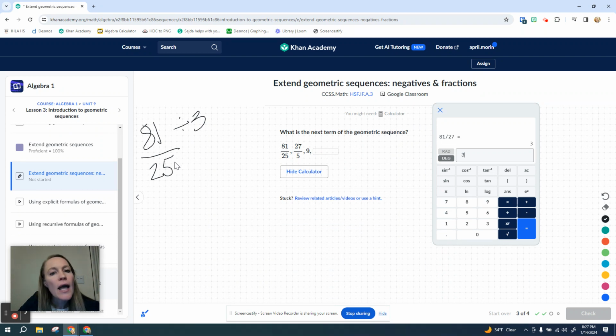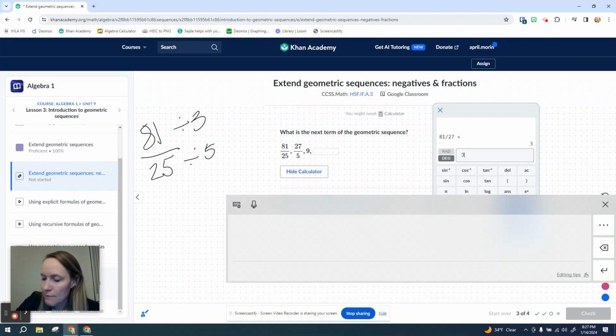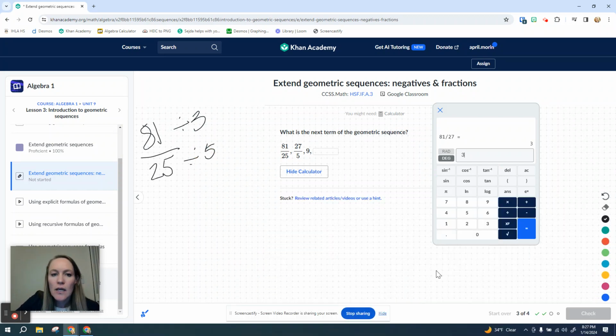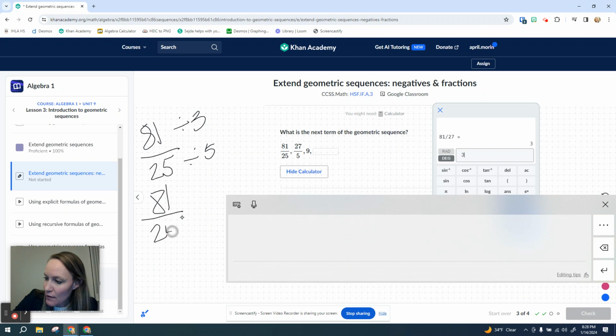How do I go from 25 to 5? Oh, that's easy, right? Because I can divide by 5. All right. So now, remember when we're dividing, we need to kind of flip things, right? Because we want them to cancel. So I have 81 and I have 25.